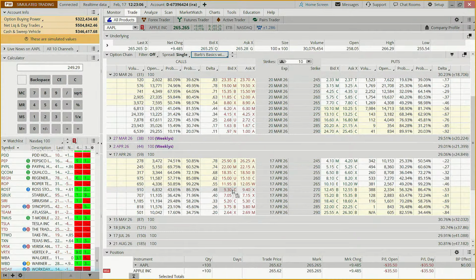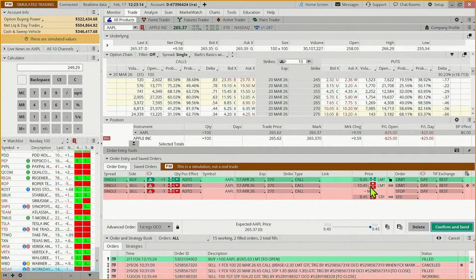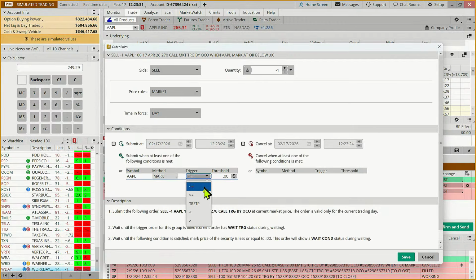And so if we wanted to do this with a call, we'd come here to buy, and we're going to do the same thing. We're buying custom with an OCO bracket, only we want to get out. We don't know quite what this will be worth. So we're going to say, hey, if and when Apple gets up to $276, then sell it.